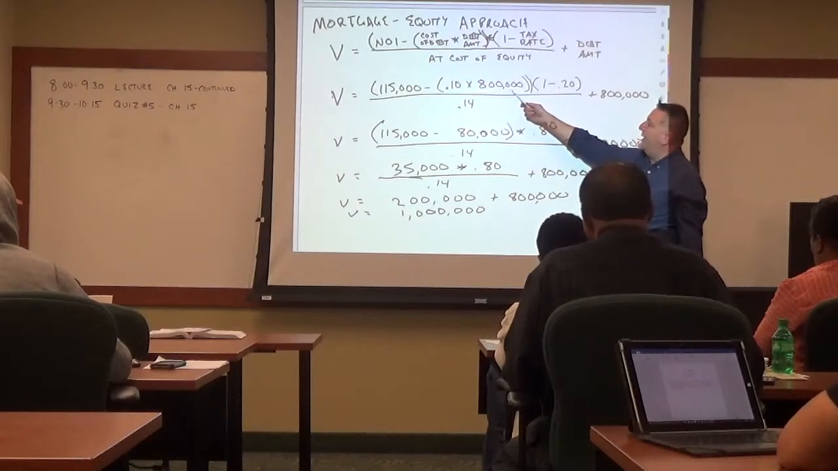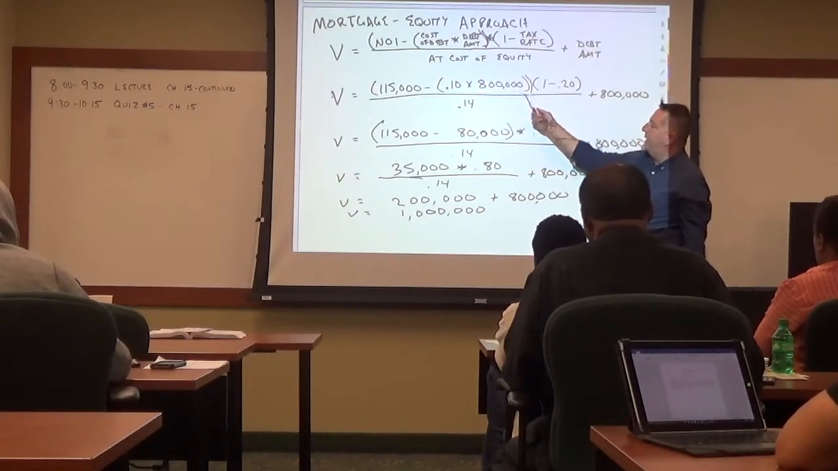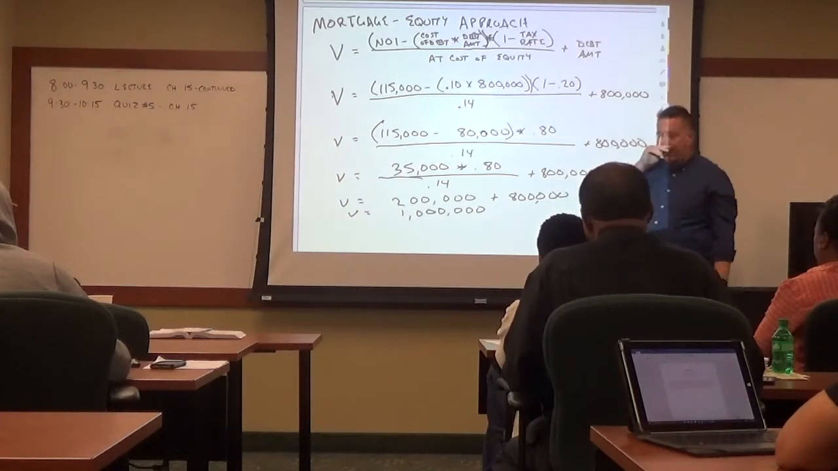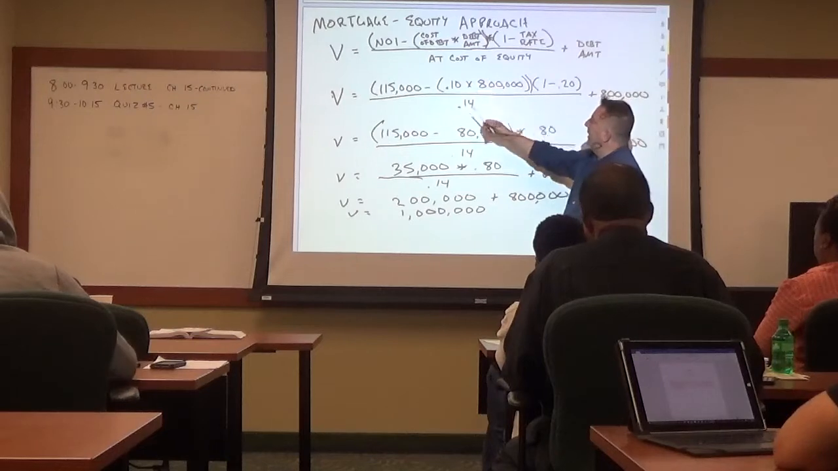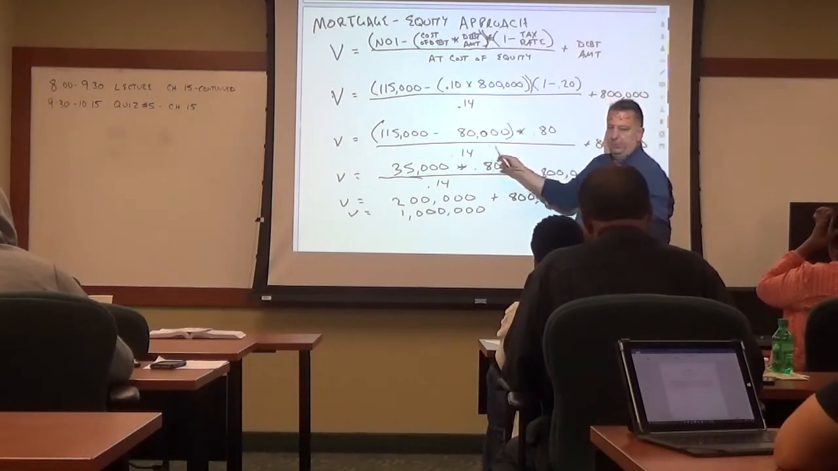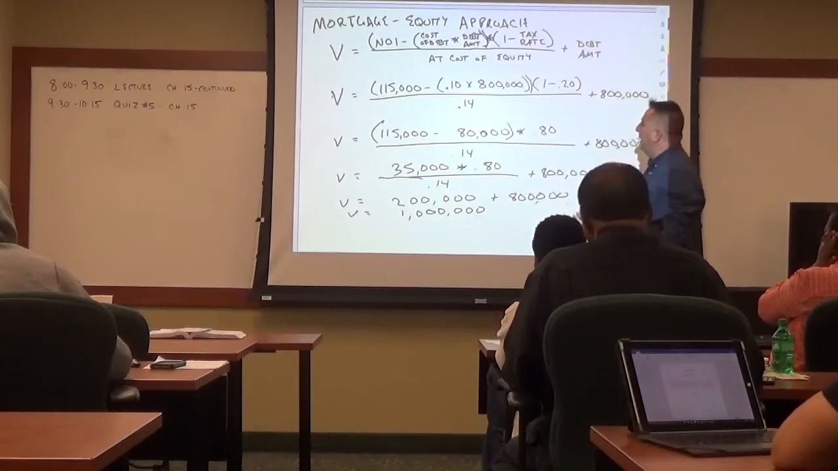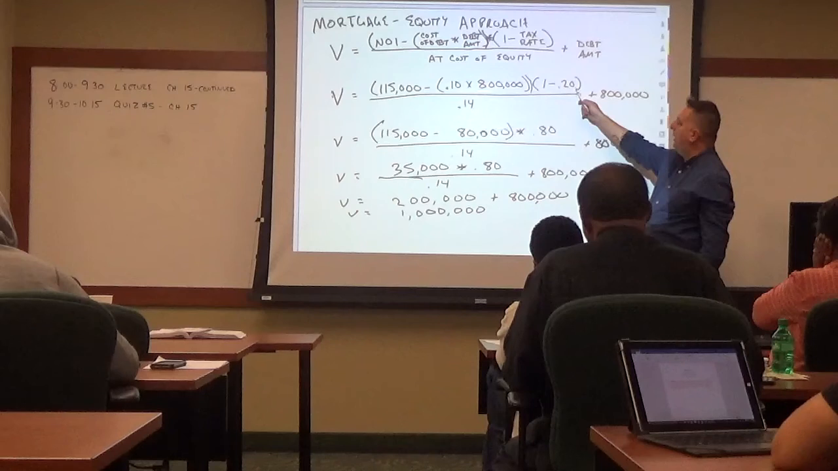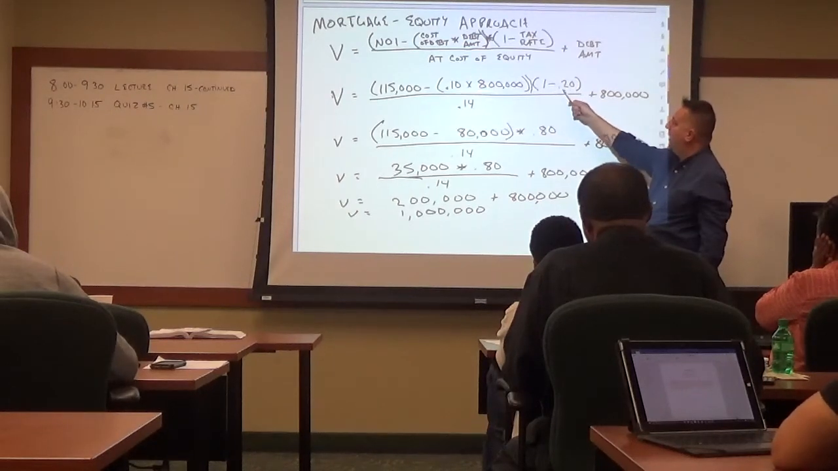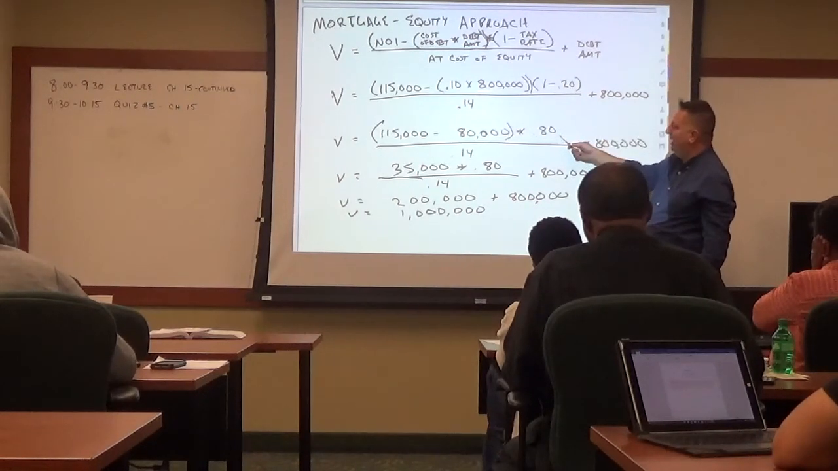We have our debt amount, in this case, of $800,000, meaning that we're saying $800,000, if that's our debt, times 10% would be $80,000. Okay? In this case, our tax rate that we're using is 20%. So 1 minus 0.2 would be 0.8.